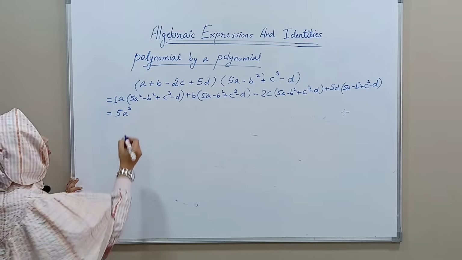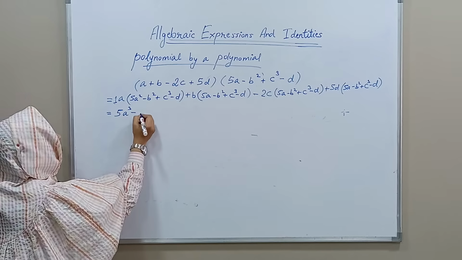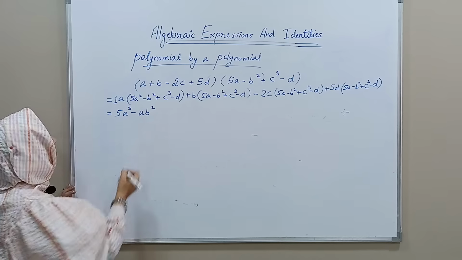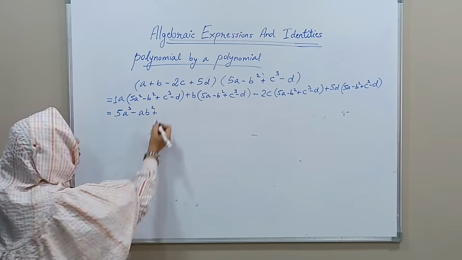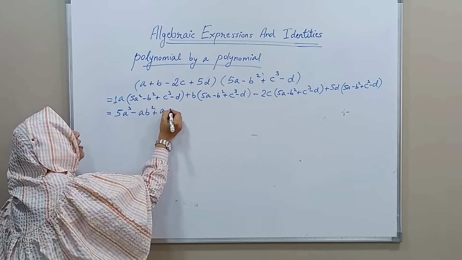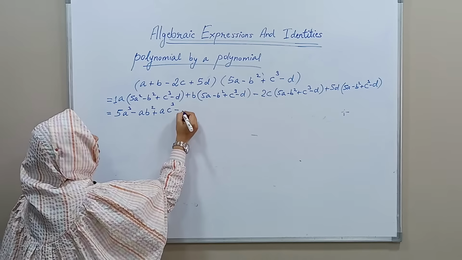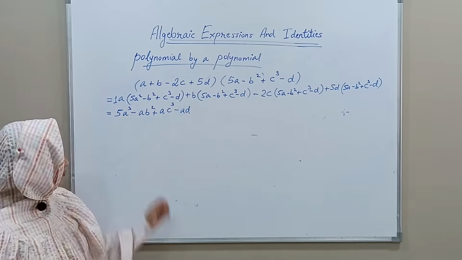Now a minus sign, so put a minus sign. Then a into b square is ab square. Then plus a into c cube becomes ac cube, minus a into d becomes ad.